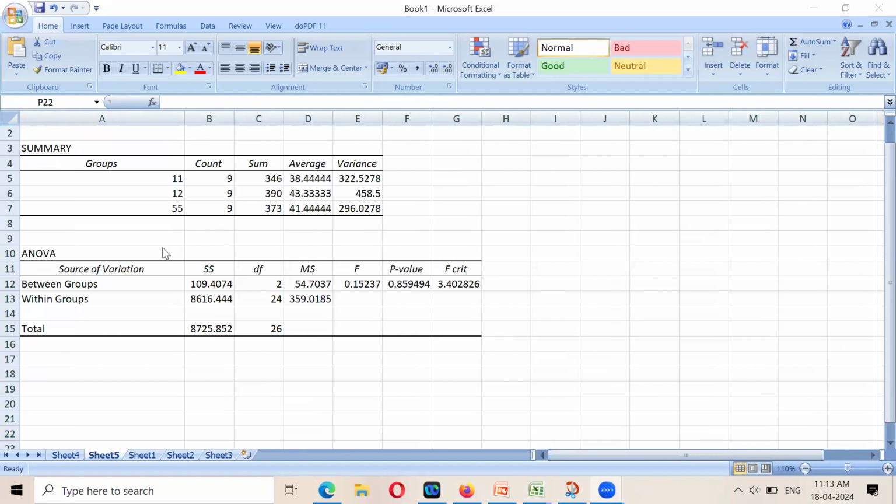So let us go to the first column, source of variation. So between the groups and within the groups. The variations have been calculated from between the groups and within the groups. Okay, the second column is SS. So SS stands for sum of squares. Okay, it is sum of squares.